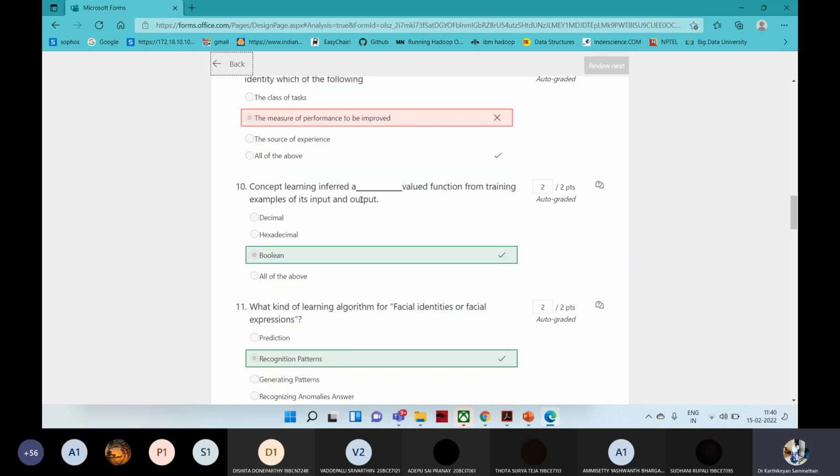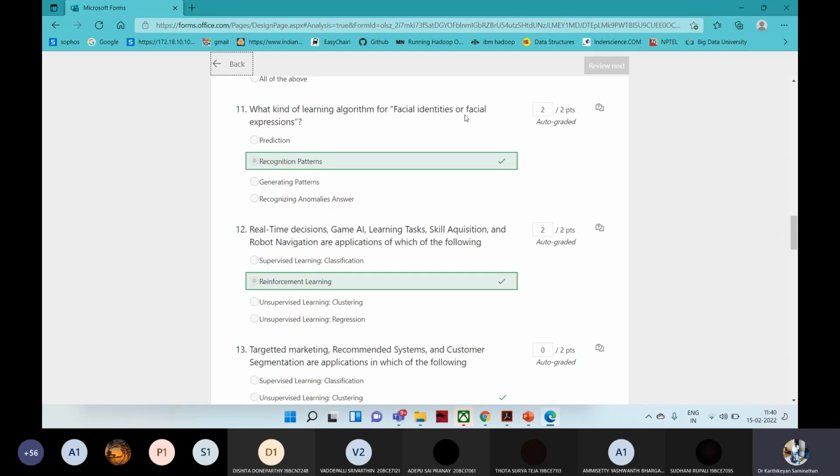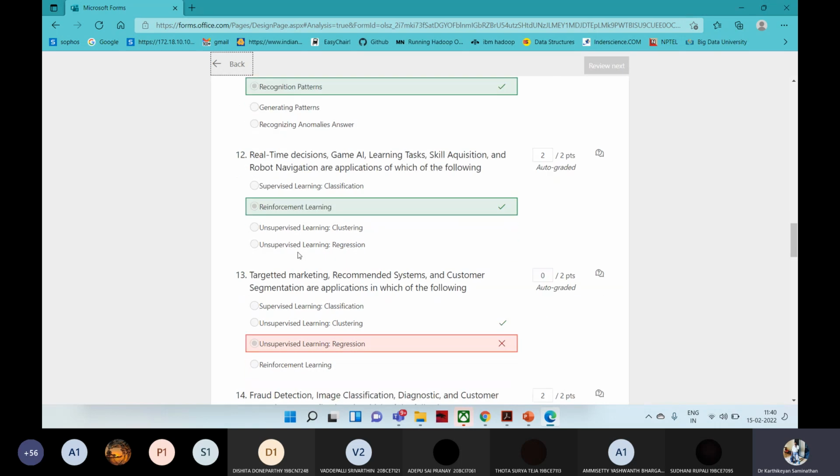Concept learning infers a boolean valued function. Generally, yes, it is true or false only. So that is concept learning. What kind of learning algorithm is used for facial identities or facial expressions? From that, what we extract is recognition of patterns. So that is the second one.